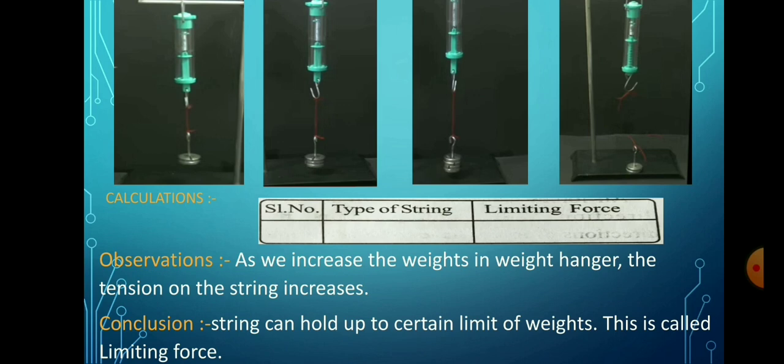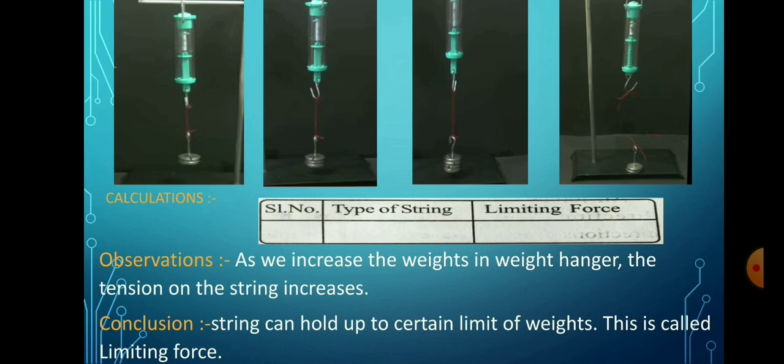Here see, children, the first figure indicates when we put some weights on the weight hanger, and the second and third figures indicate when we put some more weights on the weight hanger. The fourth figure indicates when the string is broken. So here now we record the readings when the string is broken. Now we draw the table with serial number, type of string and limiting force. Here we find out the limiting force using different strings.